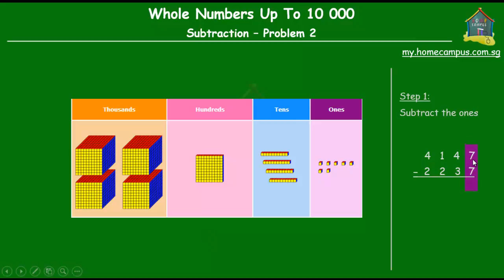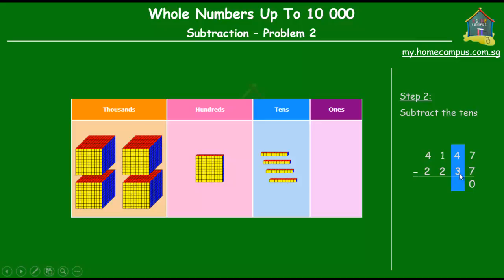We have 7 ones, and from that we will subtract all the 7 ones. So obviously we have nothing left. So we do 7 ones minus 7 ones, and that gives us 0 ones. That's easy so far. Let's go to the second step. The second step is to subtract the tens. We have 4 tens, out of which we will subtract 3 tens.